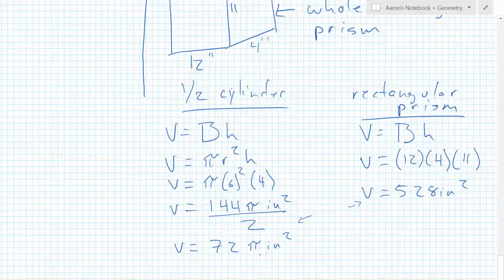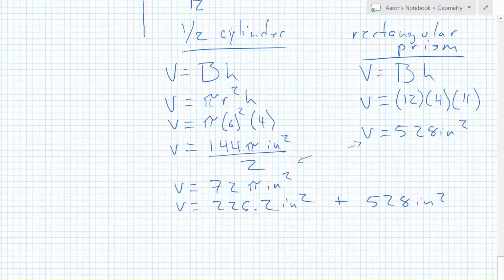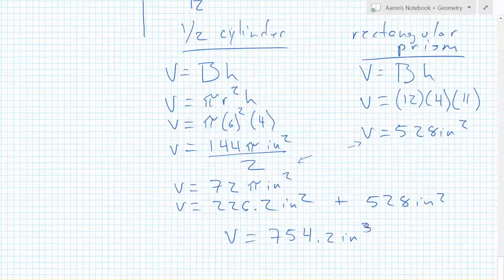Now because this one's in pi inches and this one's just in inches, we're going to have to convert the 72 pi to a decimal. So we'll just go 72 times 3.1415927, and we'll get about 226.2 inches squared plus 528 inches squared, and we'll get the total volume of 754.2 inches cubed. These should all be cubic inches.